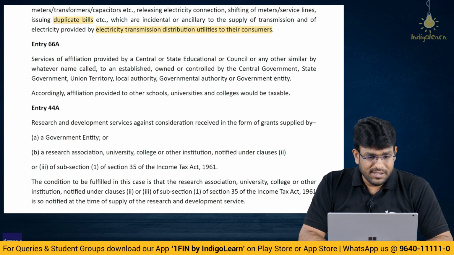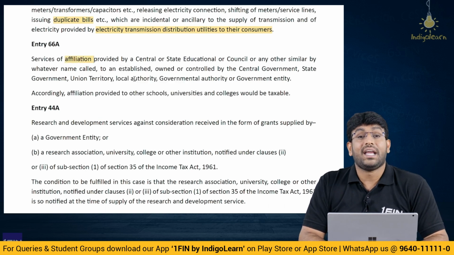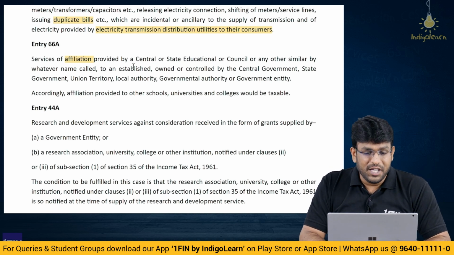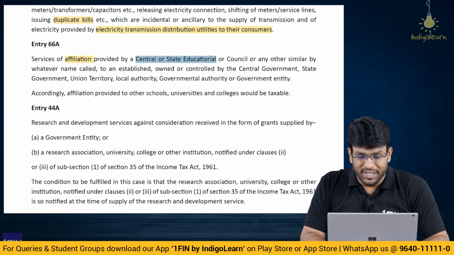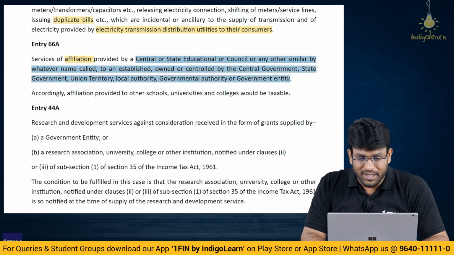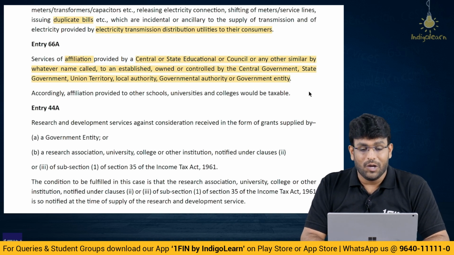Next point. Service of affiliation. What is affiliation? Affiliation is something like recognition given to schools and colleges. But this exemption is not for private schools and colleges. It is to whom, you see? Affiliation provided by central or state educational council or any other similar body by whatever name called to an establishment owned or controlled by central government, state government, union territory, local authority, government authority or government entity.